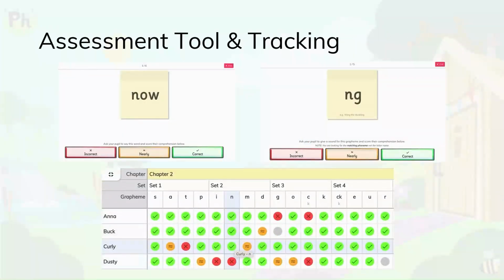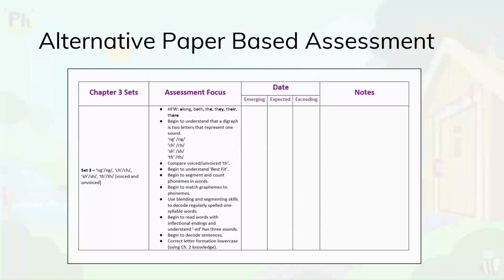We've got assessment tools and tracking. You can assess graphemes, high frequency words, word lists, do a phonics screener. You can easily see how children are doing with phoneme grapheme correspondences and their high frequency words. We also have an alternate paper-based assessment if you would prefer. This can be located in the appendix in the teacher manual.